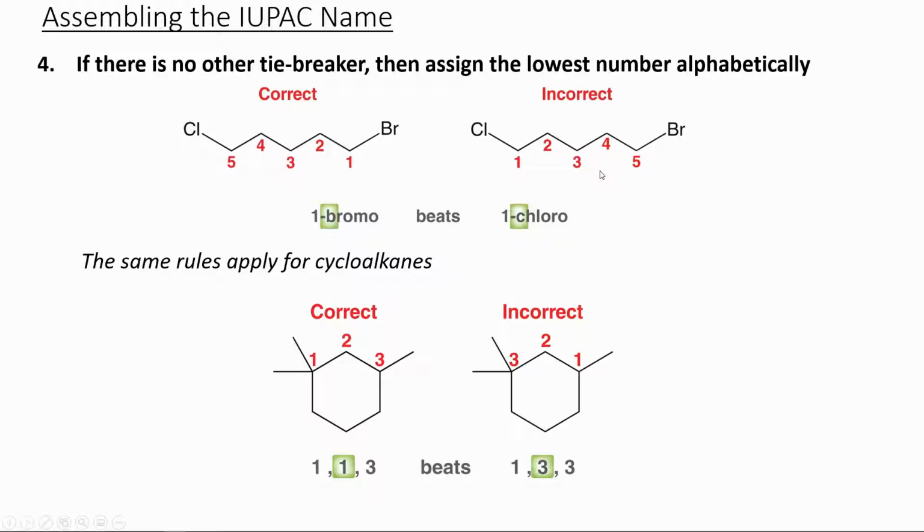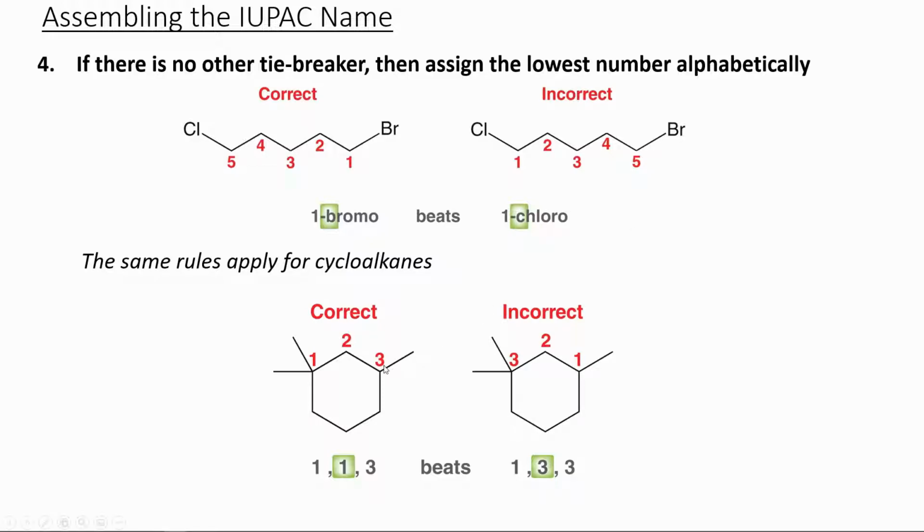And finally, if there's no tiebreaker based on the placement of the substituents, then we're going to want to look at the substituents themselves and assign based on the lowest number alphabetically. So B comes alphabetically before C, so the numbering system which puts the bromine on carbon 1 would be the highest priority.